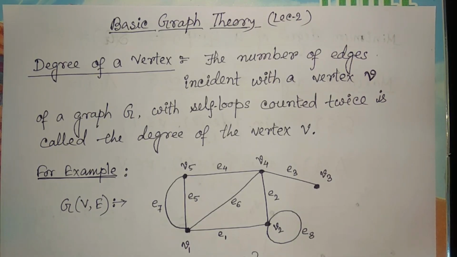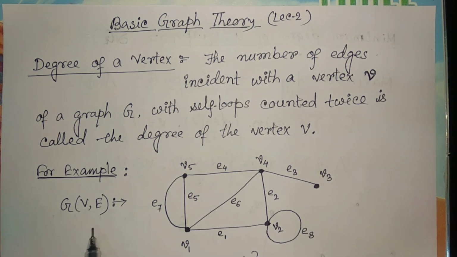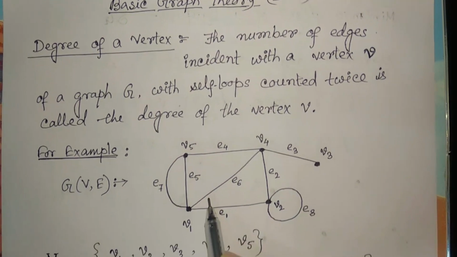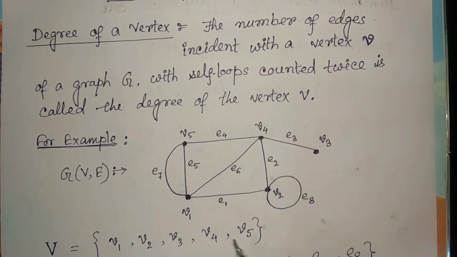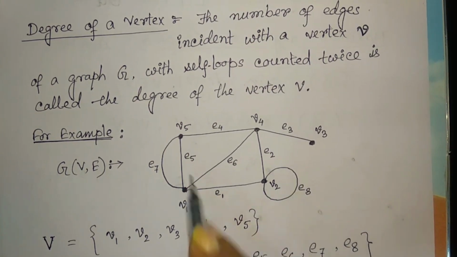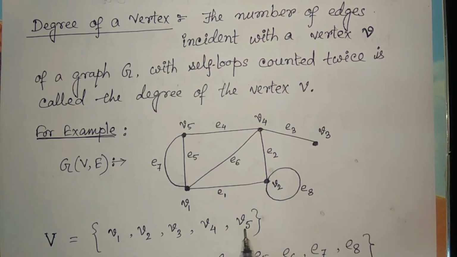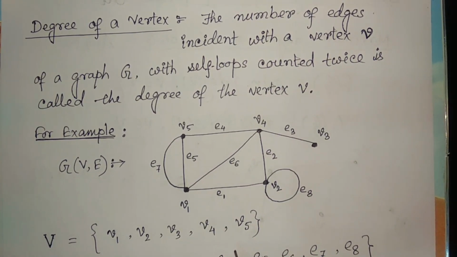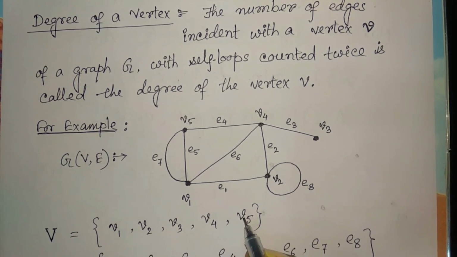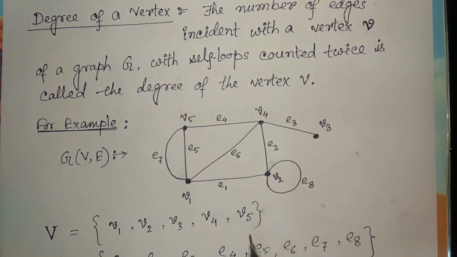Hello friends, welcome to the second lecture. This lecture is about the degree of a vertex. Let G be a graph with 5 vertices and 8 edges. For each individual vertex, we are supposed to calculate the degree of the vertex. So, how to calculate the degree for each individual vertex?